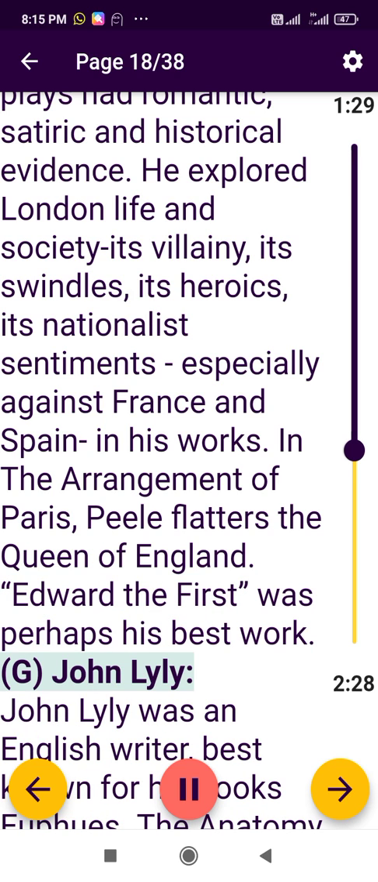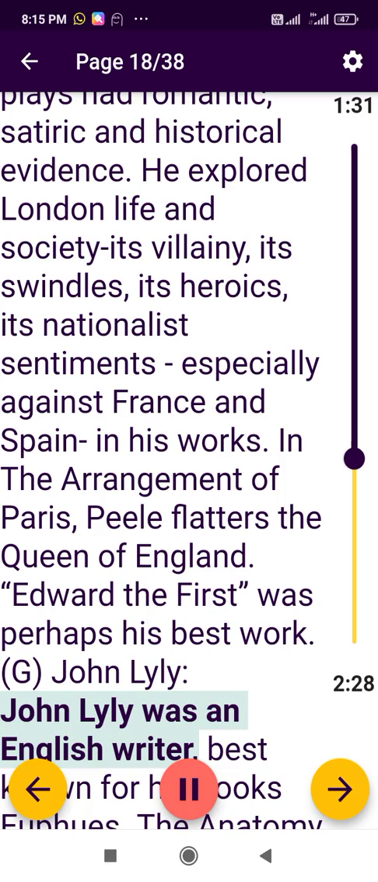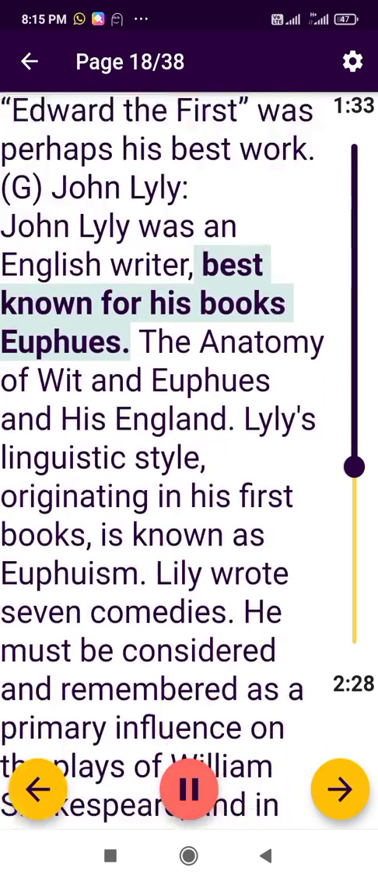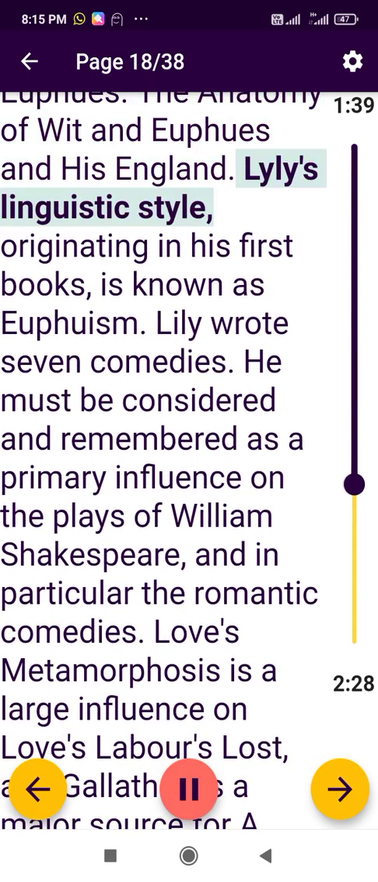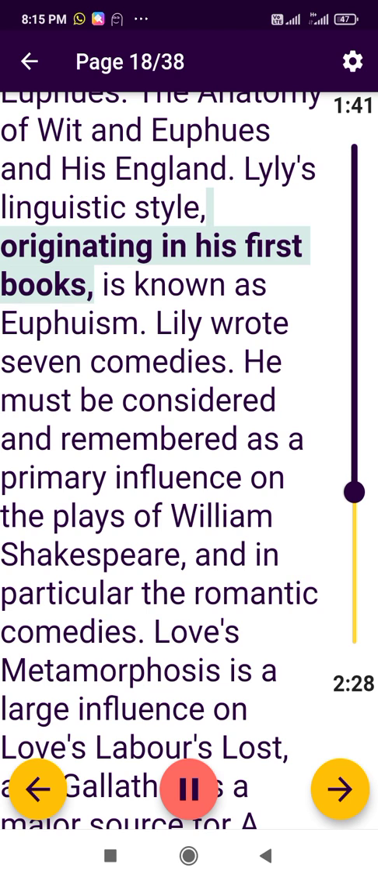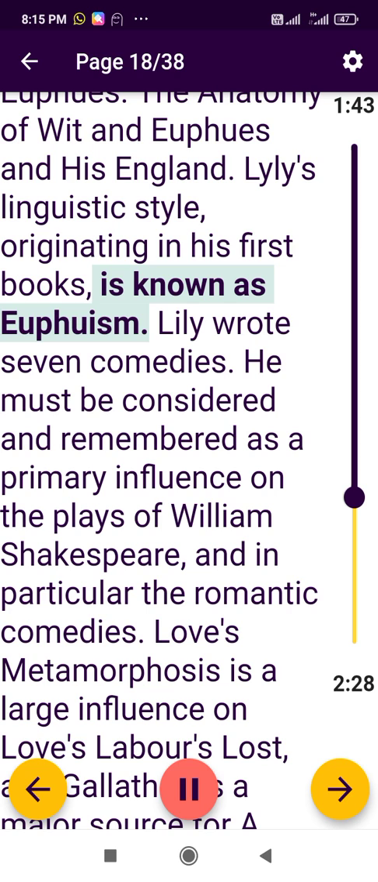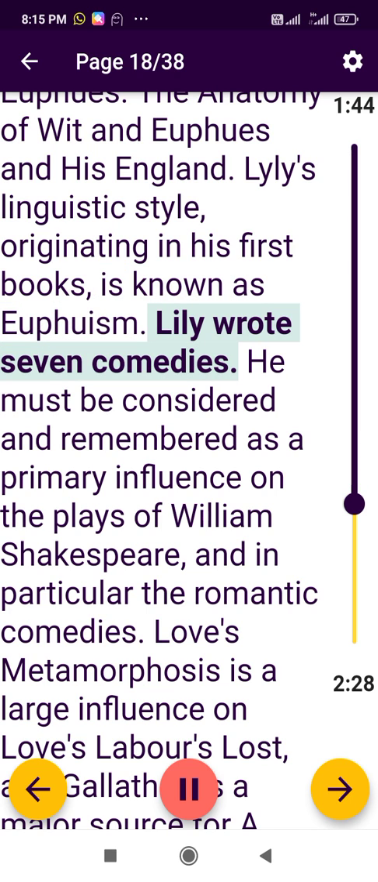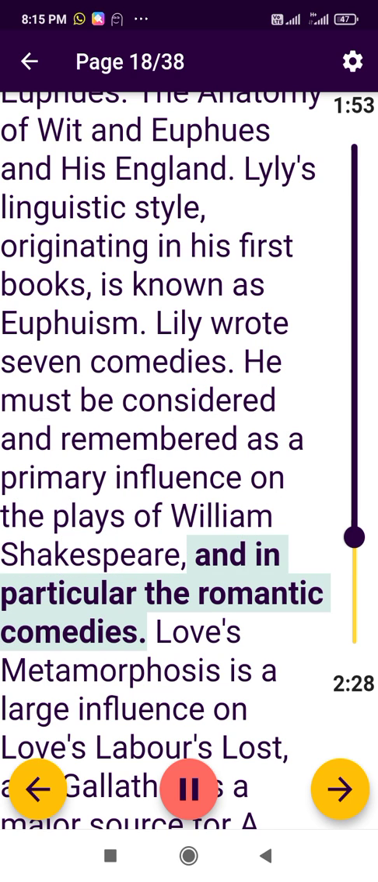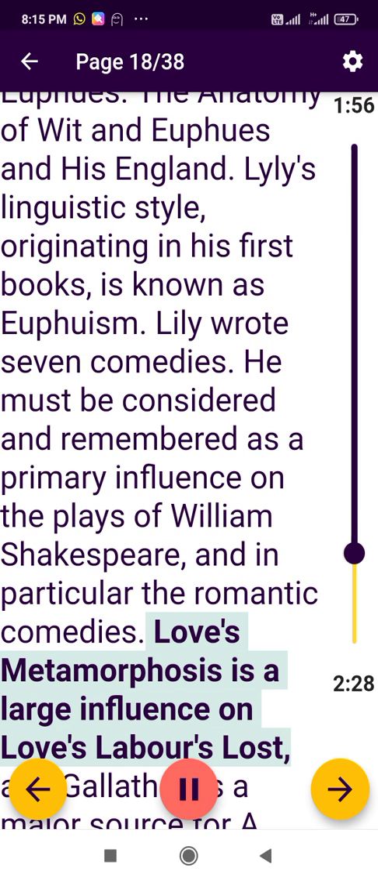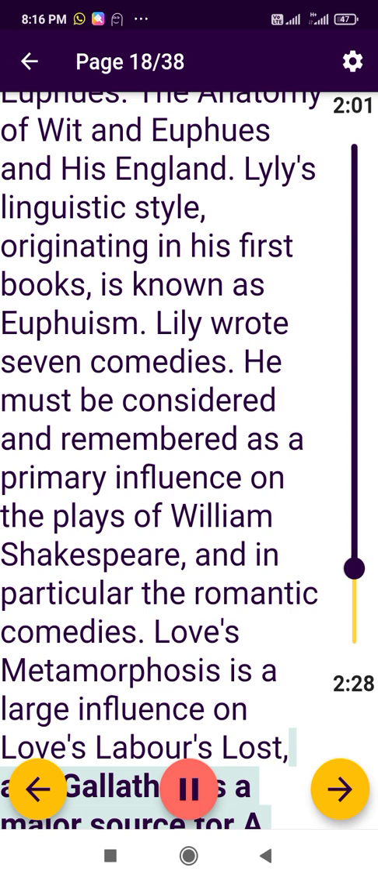G. John Lyly. John Lyly was an English writer, best known for his books Euphues, The Anatomy of Wit, and Euphues and His England. Lyly's linguistic style, originating in his first books, is known as Euphuism. Lyly wrote 7 comedies. He must be considered and remembered as a primary influence on the plays of William Shakespeare, and in particular the romantic comedies. Love's Metamorphosis is a large influence on Love's Labour's Lost, and Galatea is a major source for A Midsummer Night's Dream.